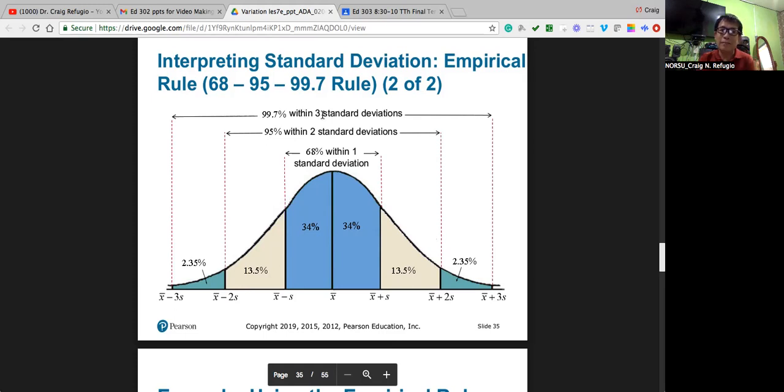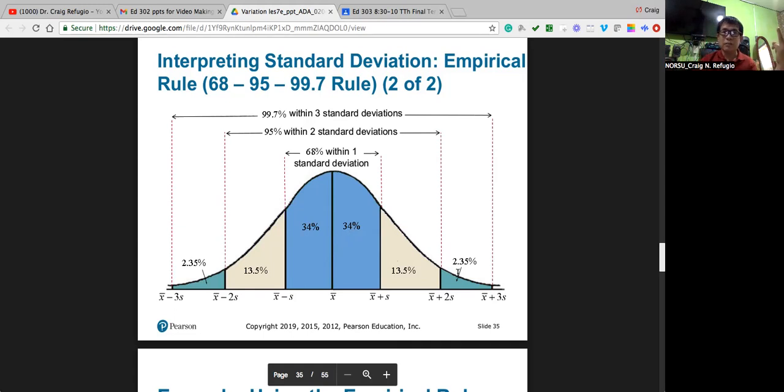And why do we say within three standard deviations? Because each distance is equal to one standard deviation. So this one is one standard deviation, this one another standard deviation, and this one another. If we count, starting from x bar, we have three standard deviations going to the right: 1, 2, 3. The first one is 34%, the next is 13.5%, the other is 2.35%. So that is three standard deviations going to the right.